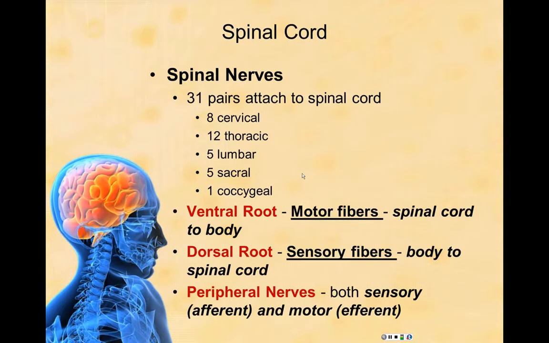So 31 pairs of spinal nerves: 8 cervical, 12 thoracic, 5 lumbar, 5 sacral, and 1 coccygeal. Also remember the different roots: the ventral root, the dorsal root, and then peripheral nerves. The ventral root carries motor fibers from the spinal cord to the body. The dorsal root carries sensory fibers from the body to the spinal cord. And peripheral nerves are both sensory and motor.